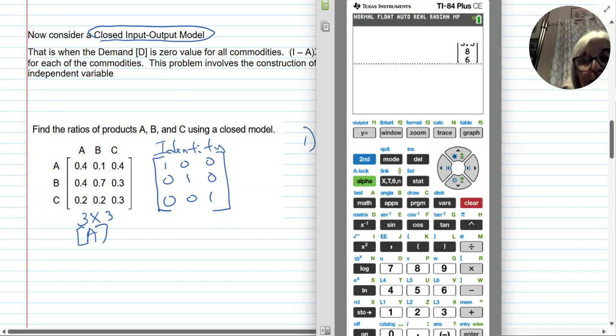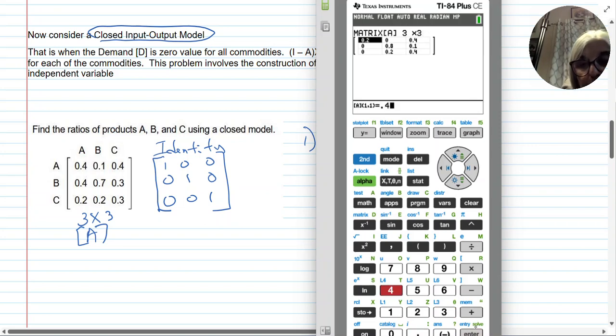I'm going to clear what I have there. Second matrix. And I'm going to go to edit, and I'm going to do my A. And it's a 3 by 3. And I'm going to enter what I have. Decimal 4, decimal 1, decimal 4, decimal 4.